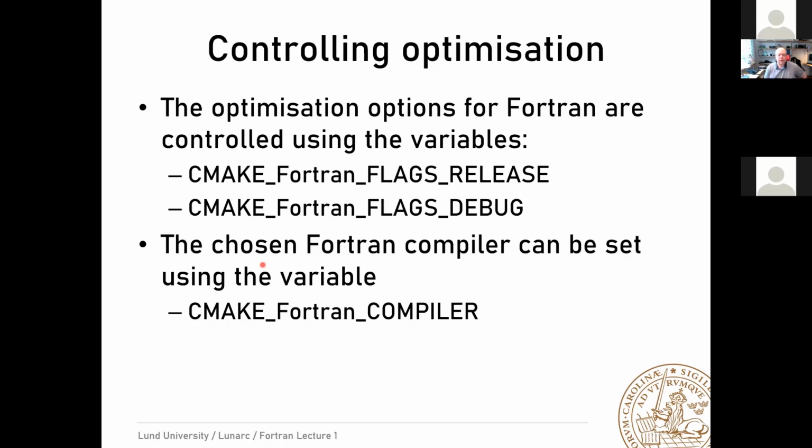You can also set special optimization flags using special variables. So CMAKE_Fortran_FLAGS_RELEASE: which flags are used when building the release version? Which flags are used when doing the debug version? You can also explicitly set the Fortran compiler using CMAKE_Fortran_COMPILER. Sometimes that can be necessary because CMake is sometimes too smart for itself and picks the wrong compiler. So sometimes you need to really explicitly say, please use this one and do not think too much.